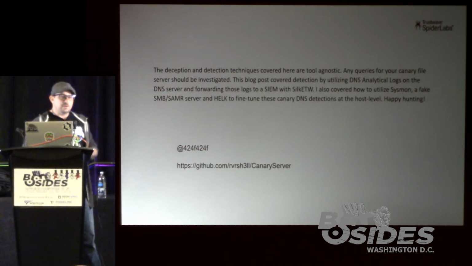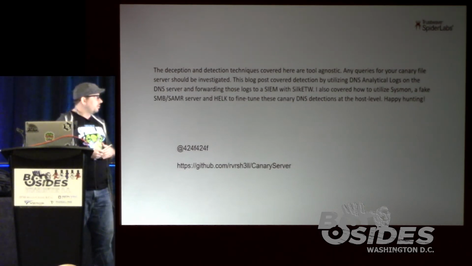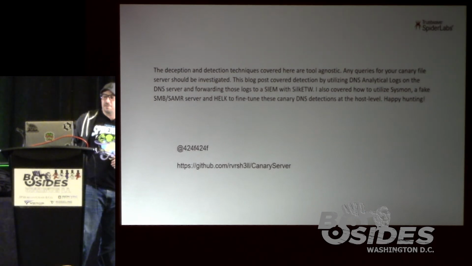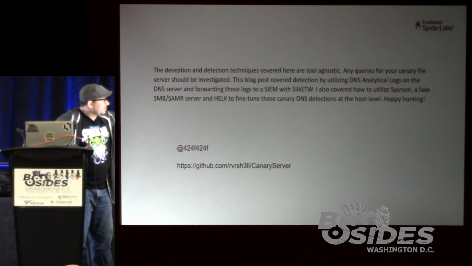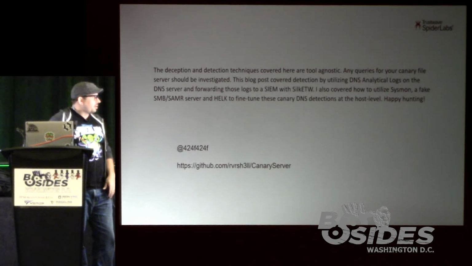That's it. Hopefully you guys find this useful. Take this stuff to your test environments or your organization. Put these honey tokens and pots out there and find all the bad. Happy hunting. If you want my tool, it's up there on my GitHub at Reverse Shell and under Canary servers.